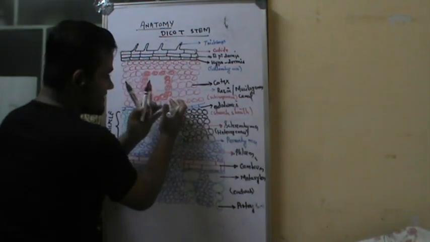Now look, this is your so-called parenchyma cell. These parenchyma cells are directly coming from the pericycle. Now these will continue, something like this.